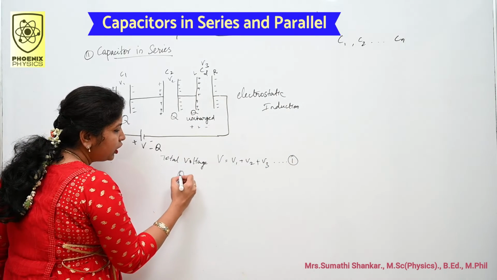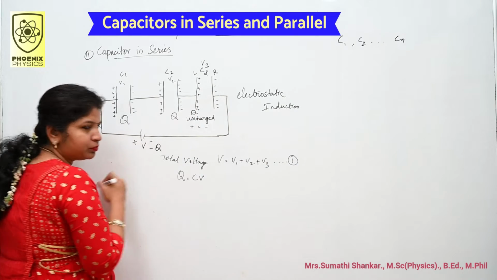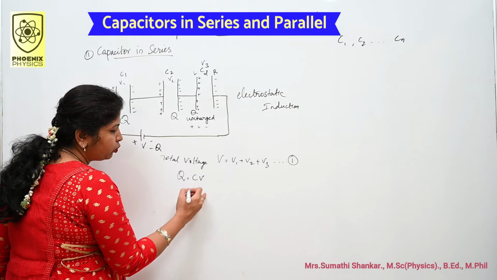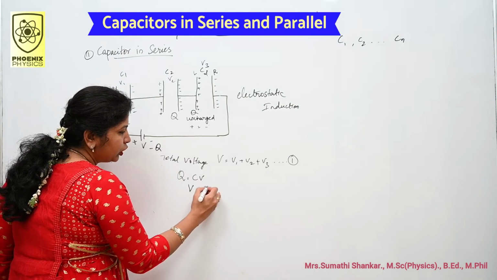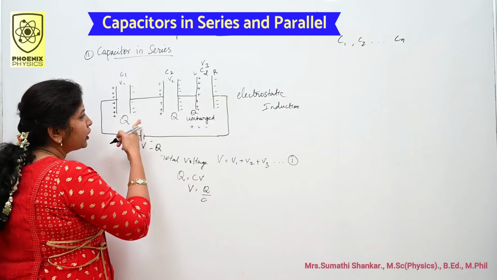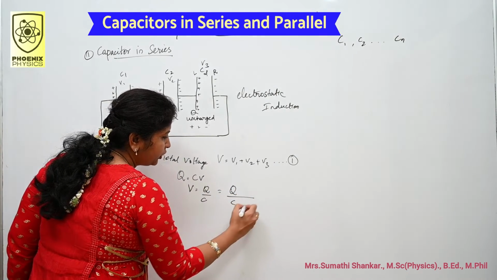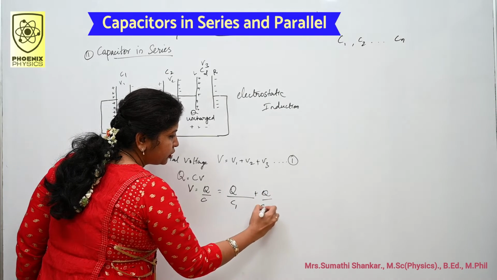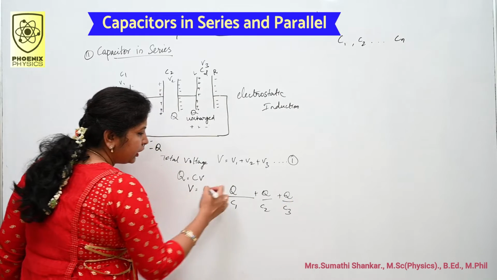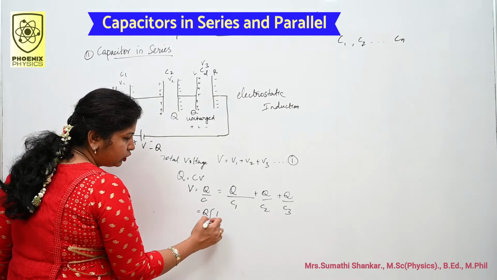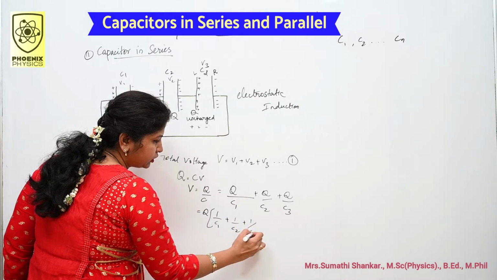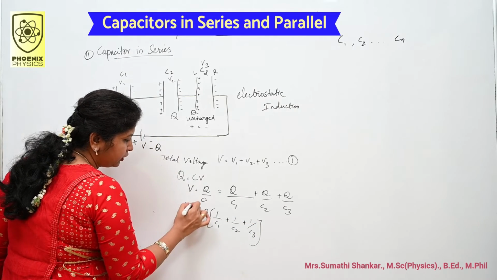You know the formula, Q is equal to CV. This is the general formula. From this formula, I want to calculate V. V means Q by C. Here, Q is the same: Q divided by C1 plus Q divided by C2 plus Q divided by C3. Take Q outside: Q into 1 by C1 plus 1 by C2 plus 1 by C3. This is our V.